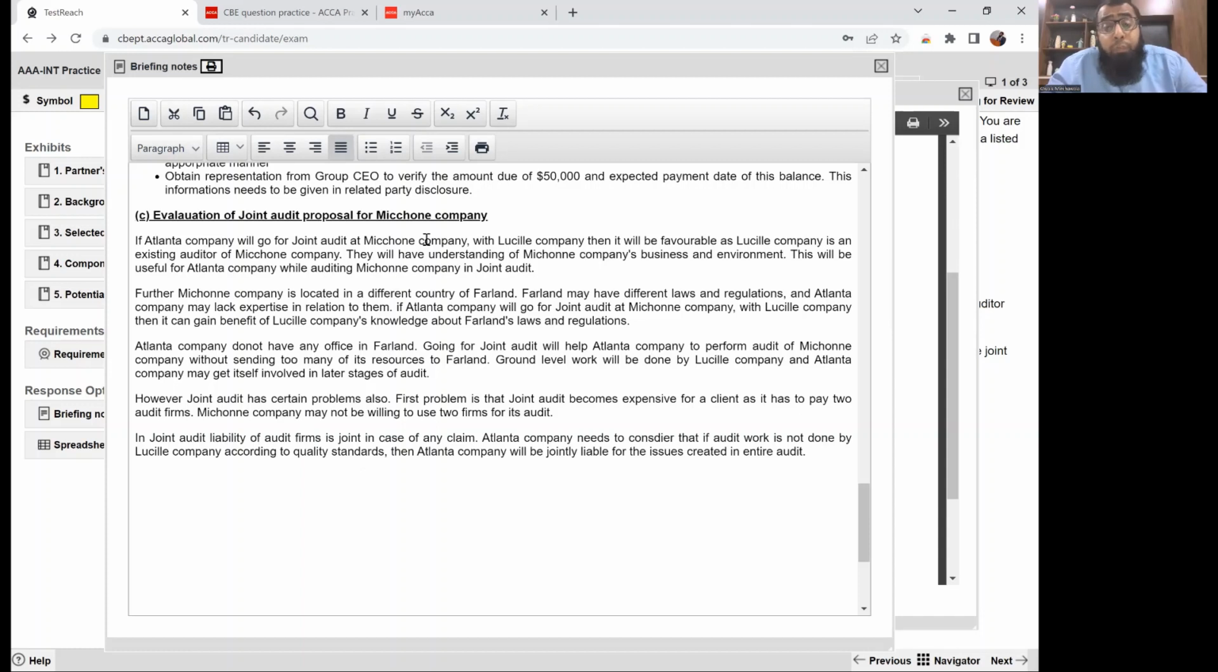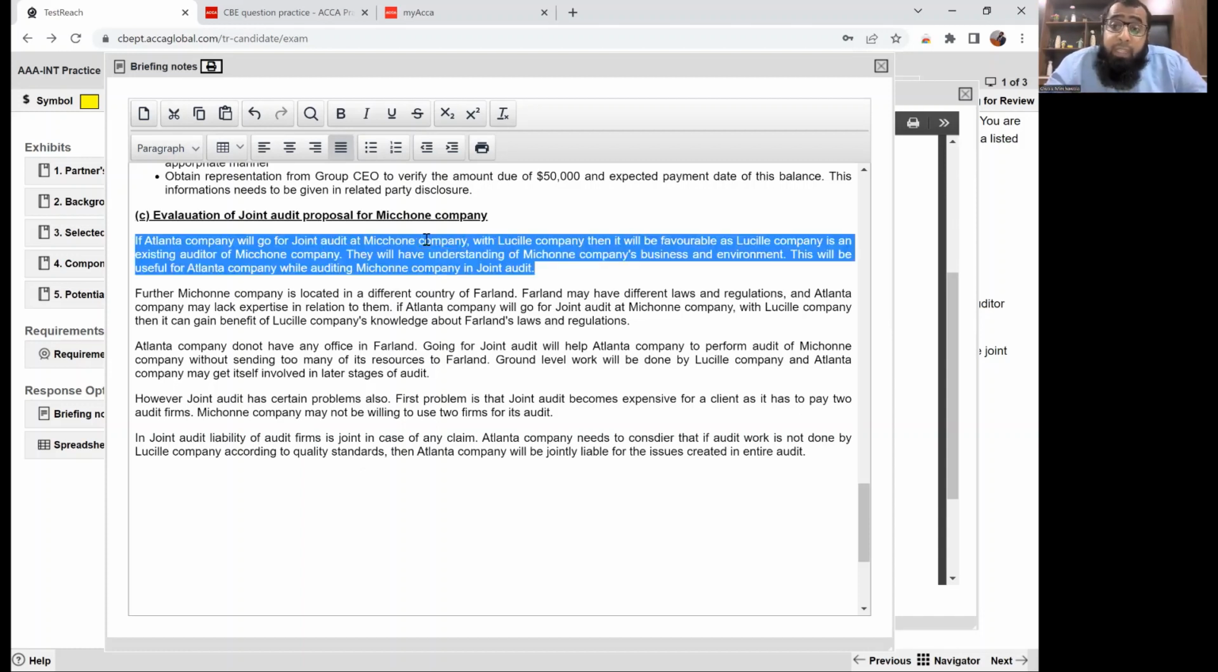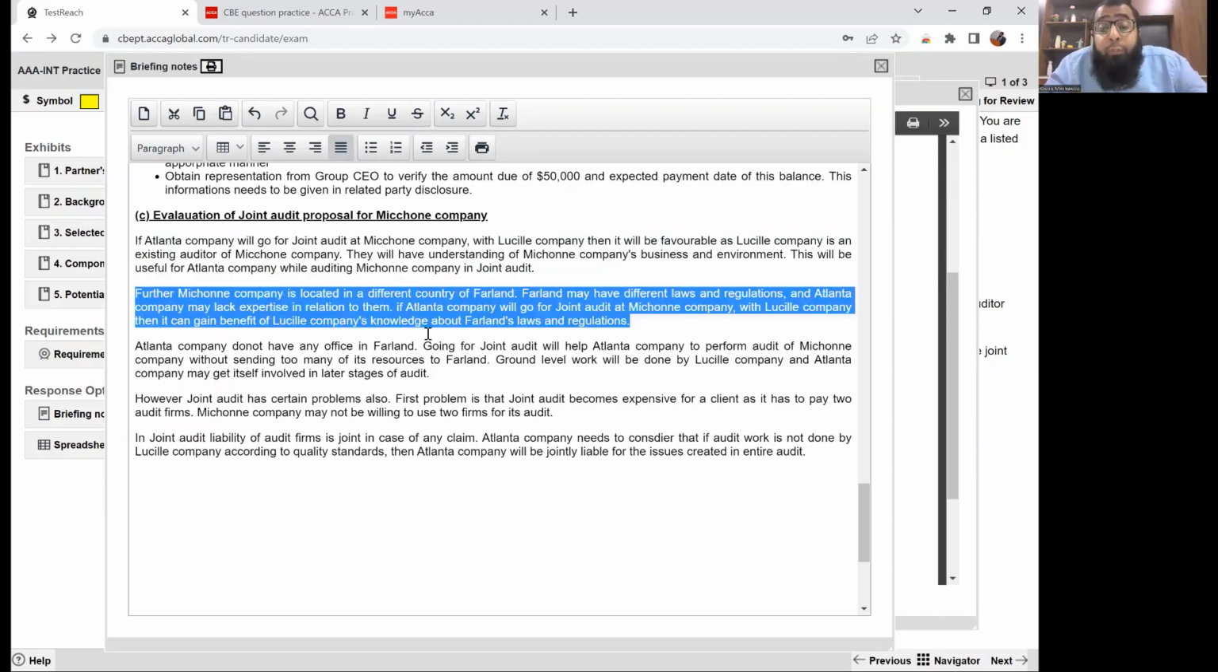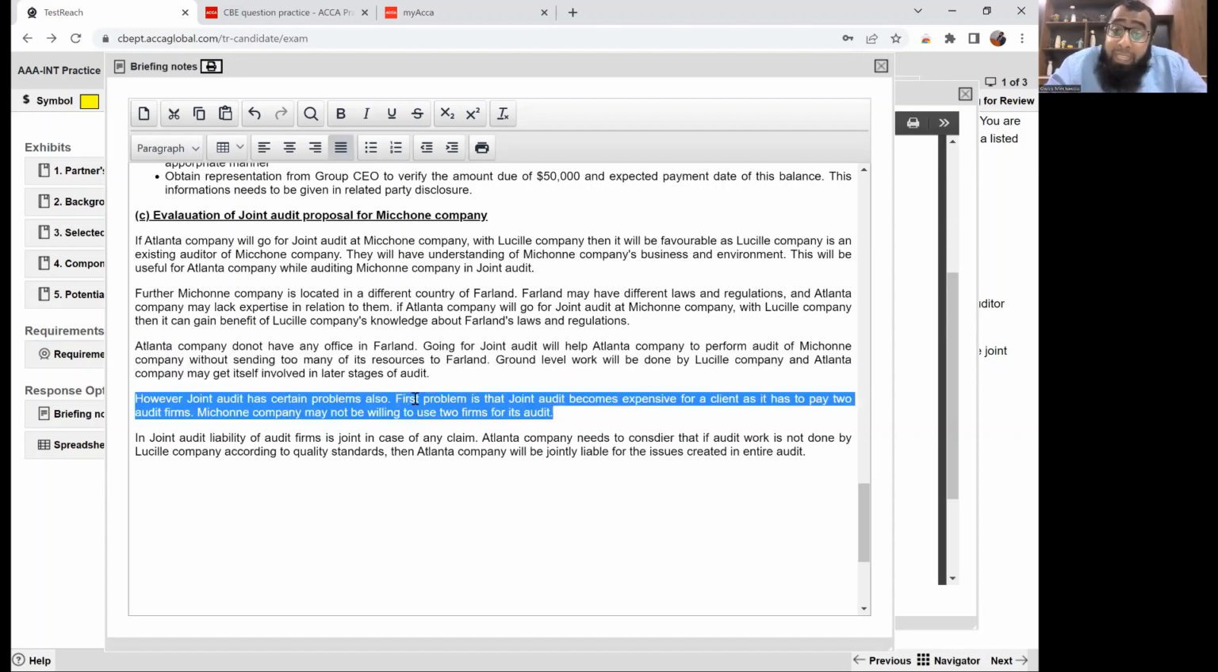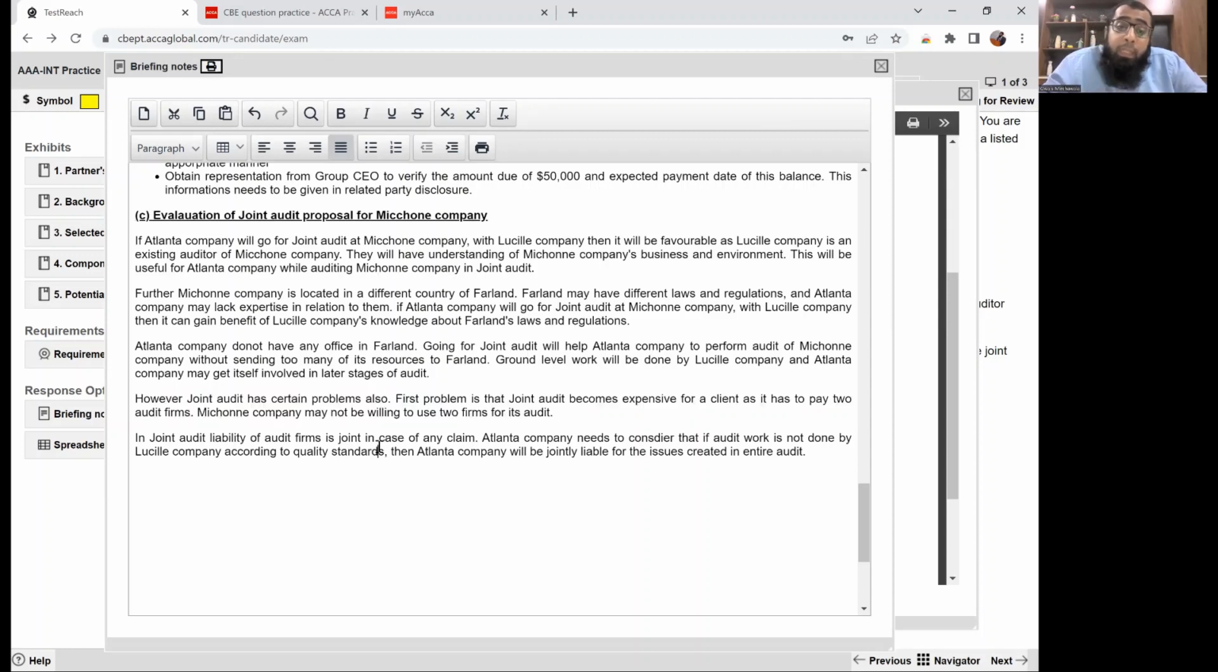So first of all, we wrote some favor points that existing auditors have the knowledge of the business and environment, then the laws and regulations, then we can use their resources. But from the client perspective, it gets expensive. But since it's a proposal of the group audit committee, they must have thought about it, but still it is an expensive option. Then the issue of liability.